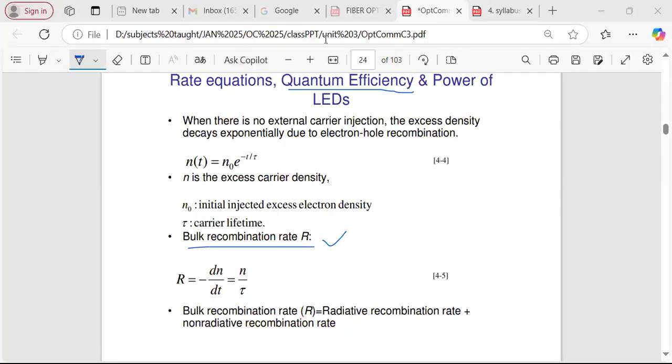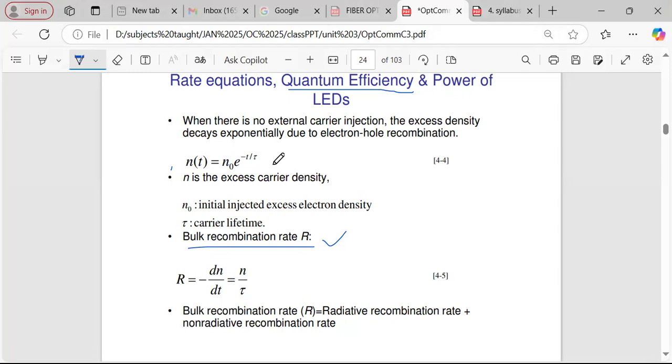So, hello everyone. In this lecture, we will discuss the quantum efficiency. Before going to quantum efficiency, first we have to understand this formula: n(t) is equal to n0 e to the power minus t by tau. So what is tau? Tau is the carrier lifetime.